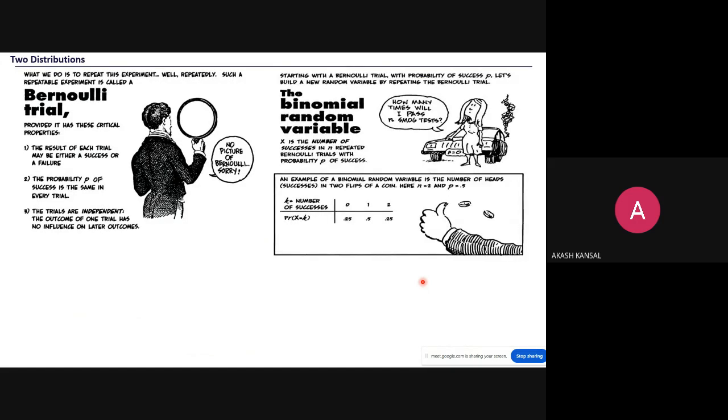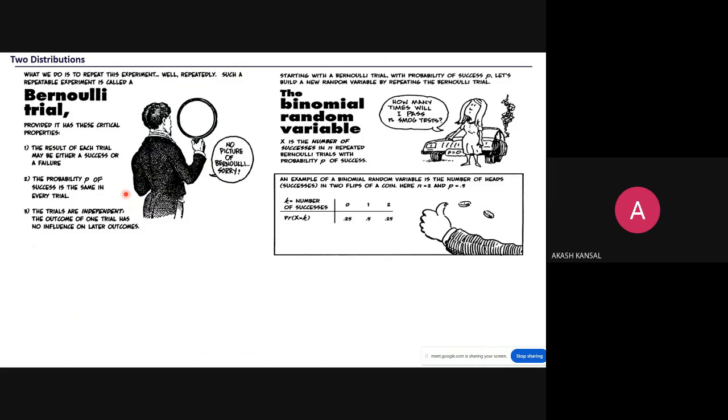Right. So just to recap again, in the last session we discussed Bernoulli trials. What are the Bernoulli trials? They have these three properties. The result of each trial can be a success or a failure. There are just two outcomes. There is nothing in between. It will be a success or a failure. The second is that the probability of a success has to be the same in every trial. The third is the trials have to be independent.